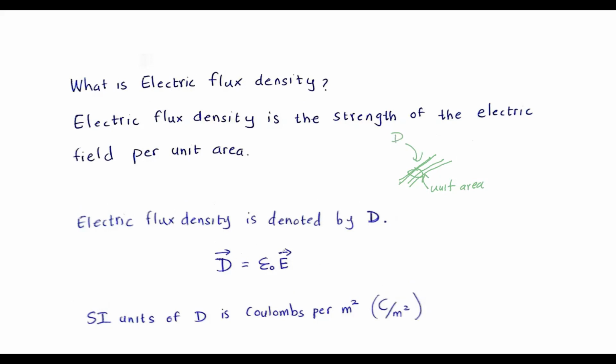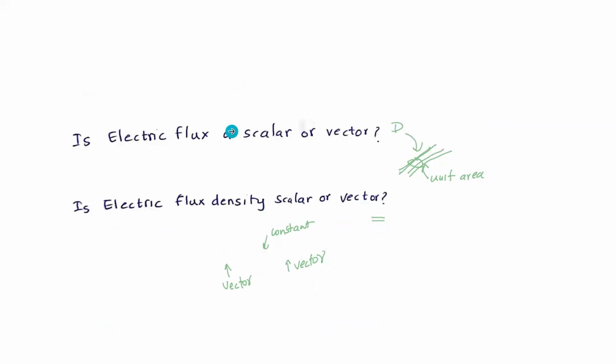Also, the electric flux density is normally defined using the letter D in the books. So we denote the electric flux density using D. Electric flux density is also mathematically defined as the product of epsilon naught and the electric field E. From there also we can see that electric field intensity is a vector, so this electric flux density also must be a vector, since epsilon naught is a constant. The units of electric flux density are coulombs per meter squared. Those are the basic things regarding electric flux density. Electric flux is a scalar. Electric flux density is a vector.